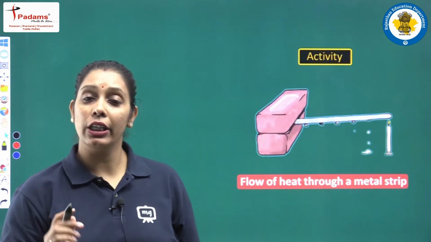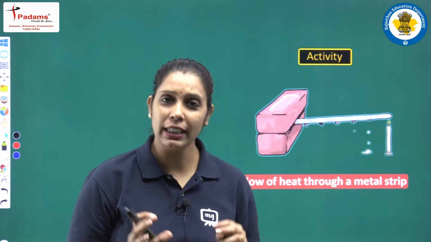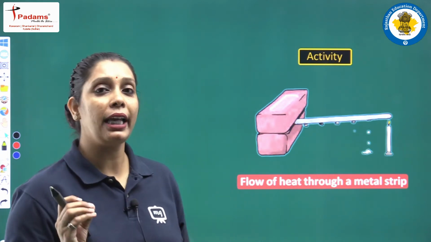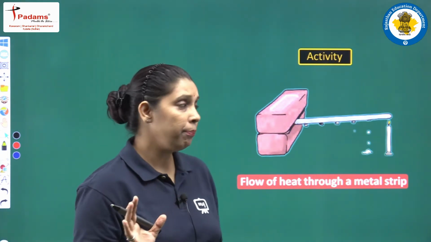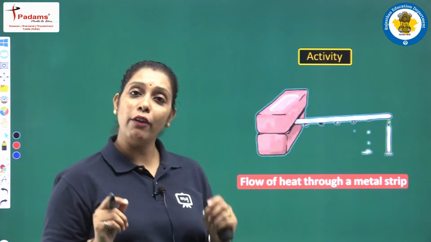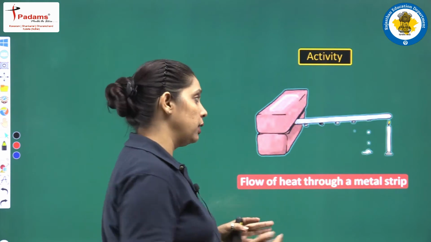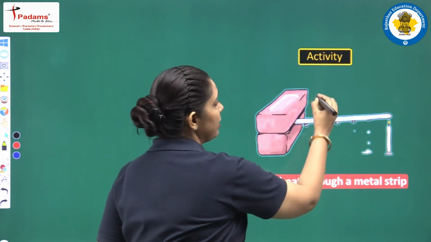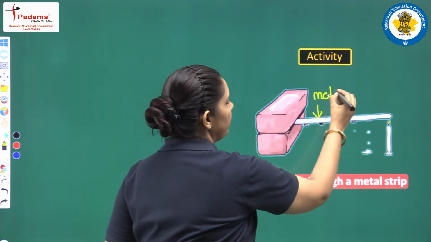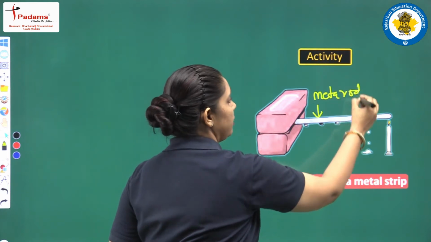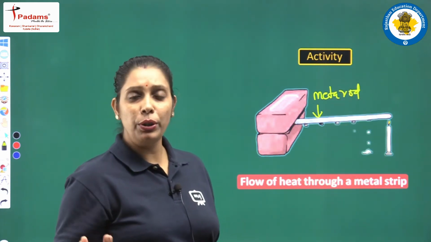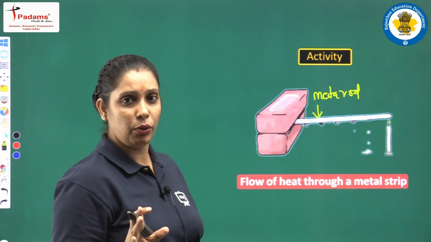Let's understand conduction by an activity. Okay, it's a very easy activity, everybody can do it at home. What we have to do is take a metallic strip or a metallic rod. This is our metallic rod. ओके, इसको हम मेटल रॉड कह देते हैं या मेटेलिक स्ट्रिप कह देते हैं. It can be of aluminium, steel, iron, whatever you are having.